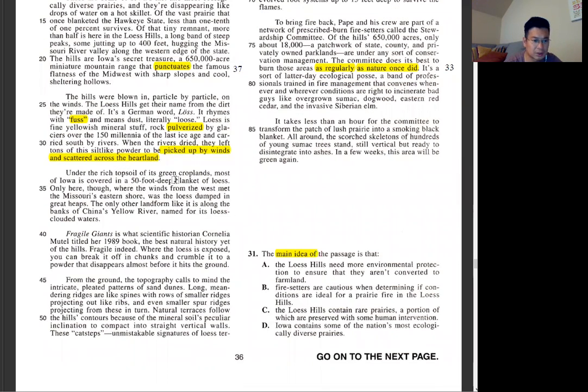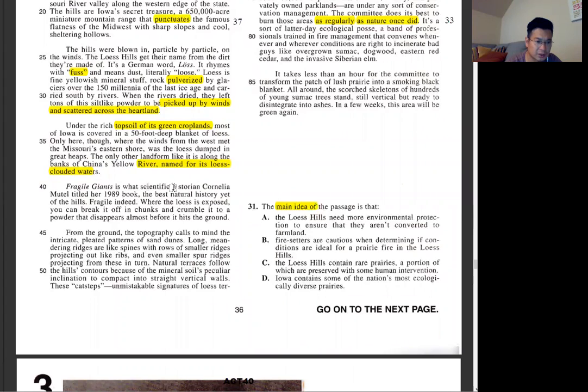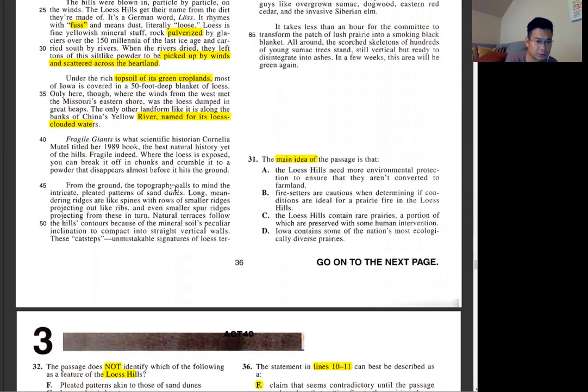Under the rich topsoil, once it came to the topsoil and then crop plants, and then on the east shore, the loess was dumped in a great heap, and the Yellow River was named for the loess. Fragile, scientifically stored, the loess is exposed and broken off, and a chunk of loam is powdered, disappearing almost before it hits the ground. The intricate topography is like drawing a map.